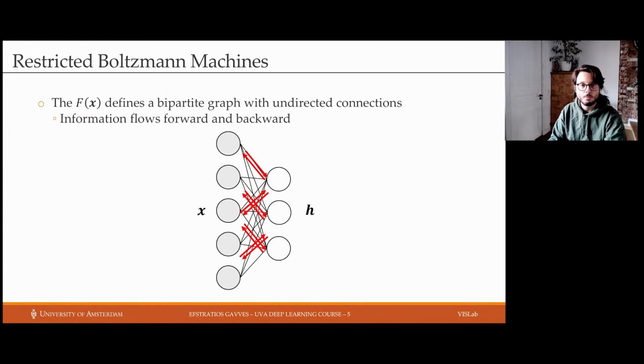Restricted Boltzmann machines comprise bipartite graphs, that is, graphs whose two groups of variables connect with each other, but not within each other. And their connections are undirected. So this means that the information flows both forward and backwards. This means that inference and evaluation have to flow both ways.